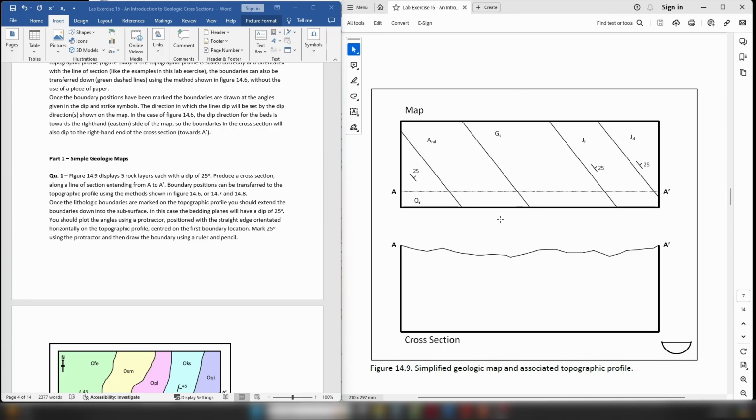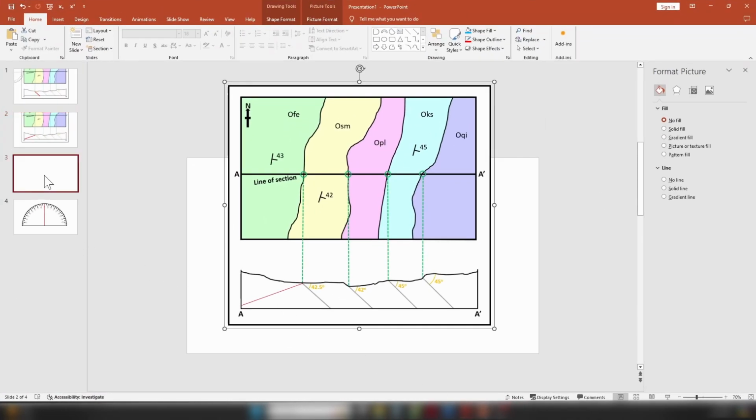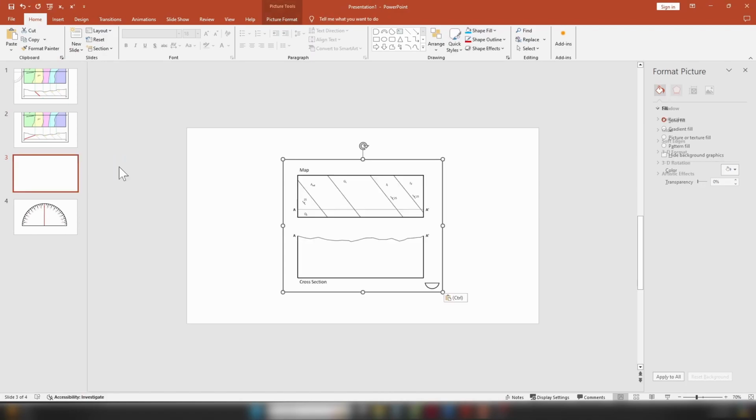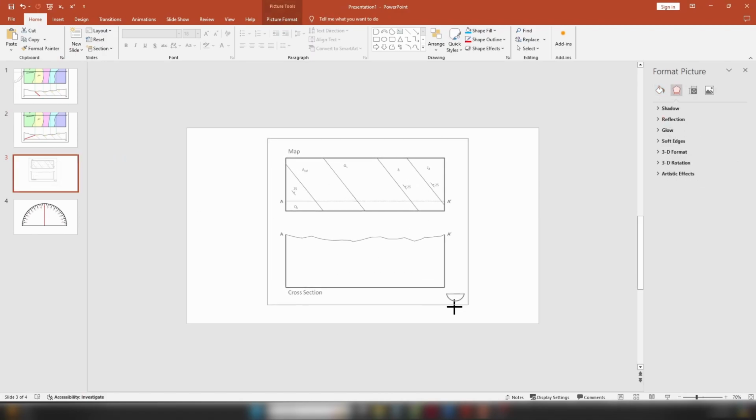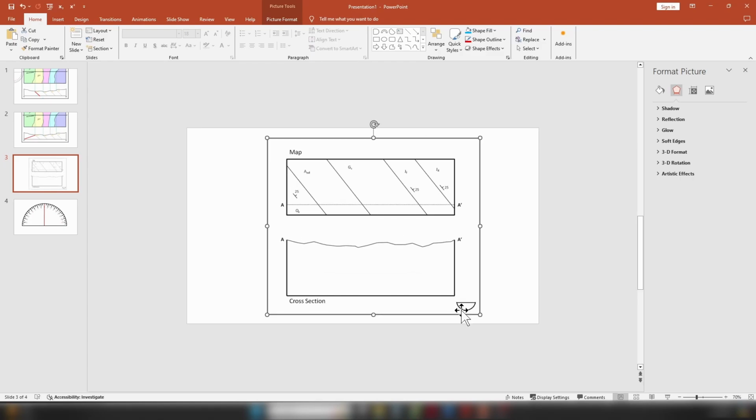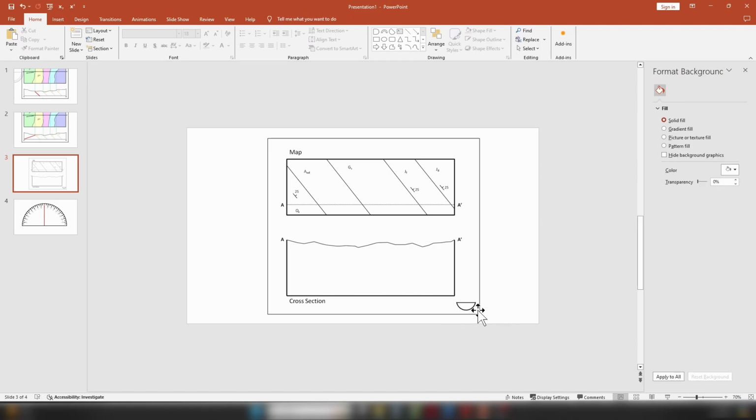So how are we going to draw this particular cross section? Well, what I'm going to do is I'm going to come back to PowerPoint and I'm going to paste the image that I copied from the Word document. There it is. Okay. Now, the first thing I'd like you to note is down here in the bottom right, you can see you have this semicircle. This is there to help you orientate your protractor correctly if you decide to use that method.